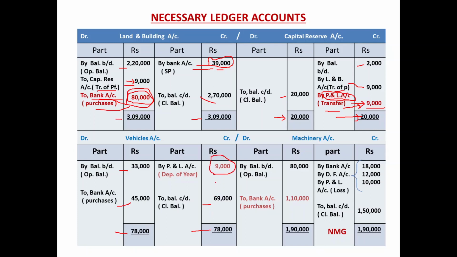The instruction itself was very clear that there was no sale made during the year, so this must be the current year's depreciation. You know, vehicle is a fixed asset, so some amount of depreciation was supposed to be written off during the current year. So 9,000 is nothing but the current year's depreciation, for which the journal entry passed would be: profit and loss account debited 9,000, to vehicles account credited 9,000, depreciation of the year.